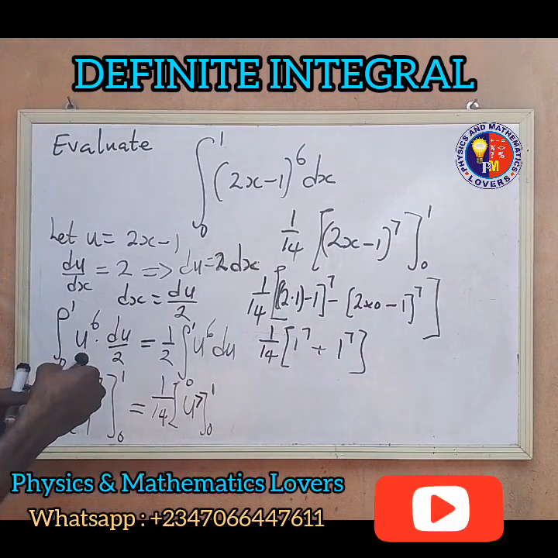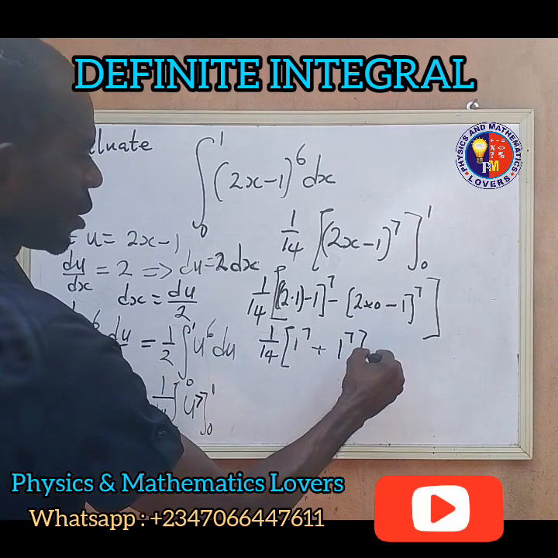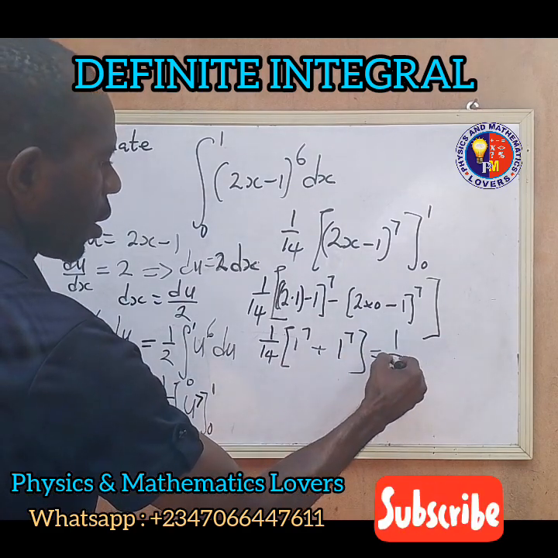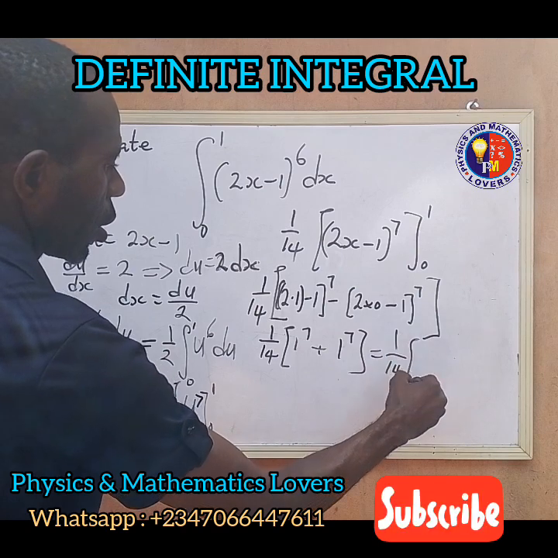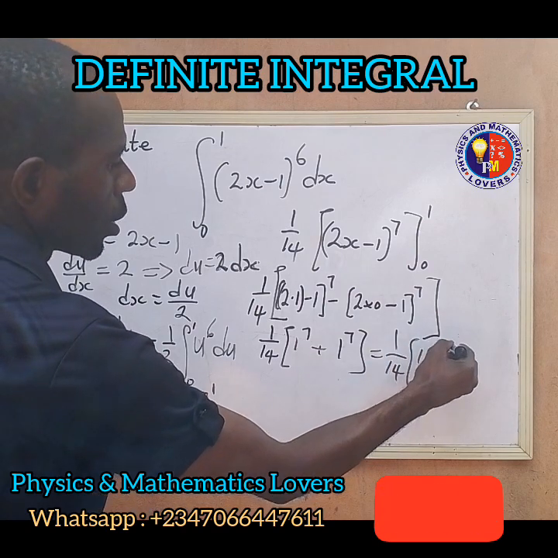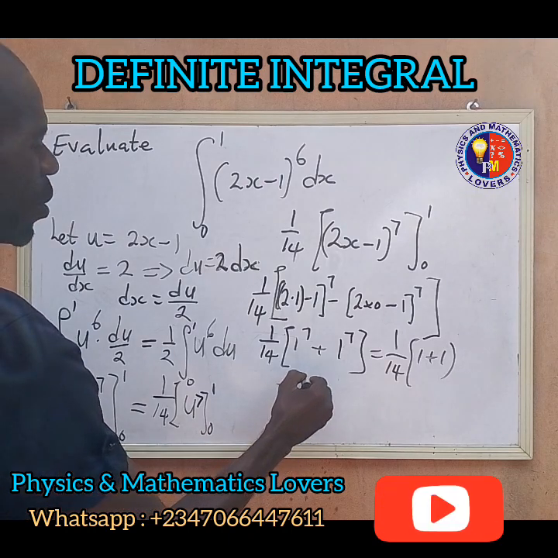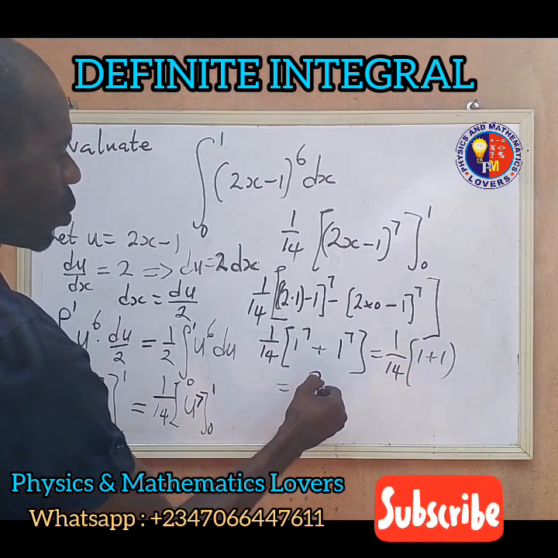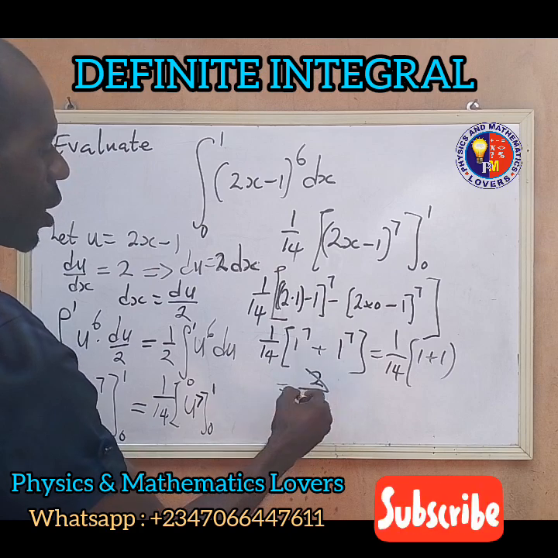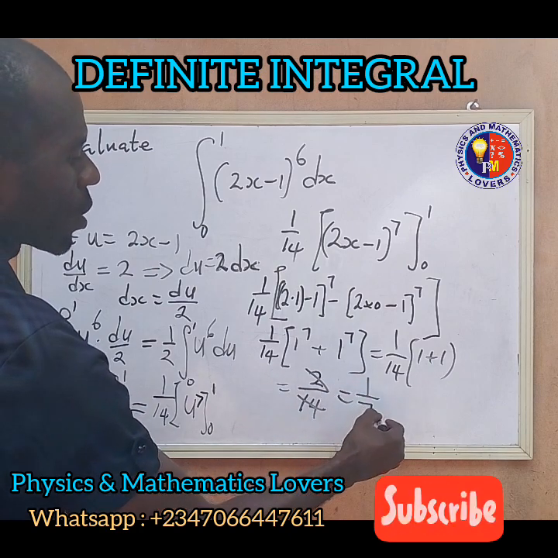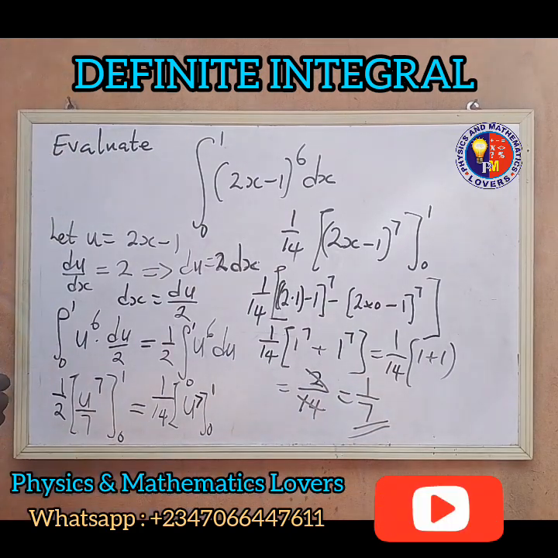So at the end of the day, we are going to have 1 over 14 times 1 plus 1, which is equal to 2. So our final answer becomes 2 over 14. Cancel out, and your final answer is equal to 1 over 7. So this is your final answer.